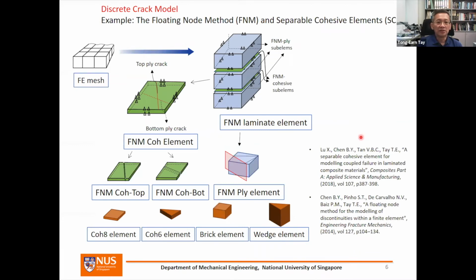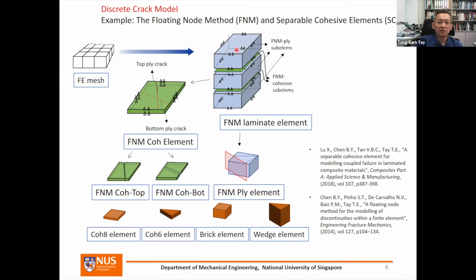Then this is an example of a discrete crack model. So the floating node method, which has been developed previously, what we do is that we take a regular finite element mesh, and by seeding so-called floating nodes, you can then put the discrete crack in the model where your stress analysis predicts the failure will occur.